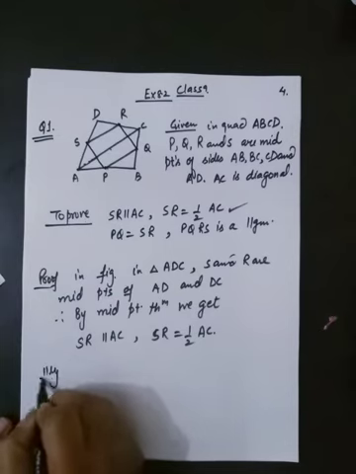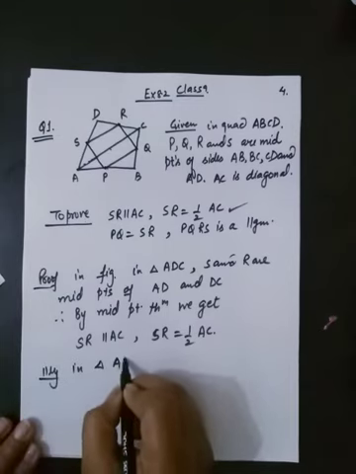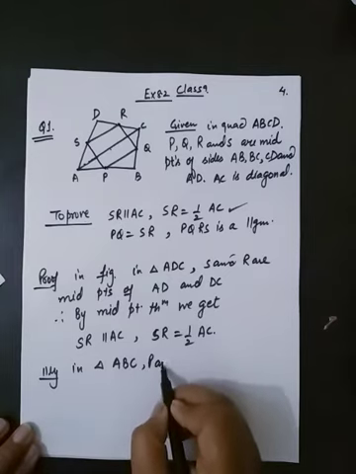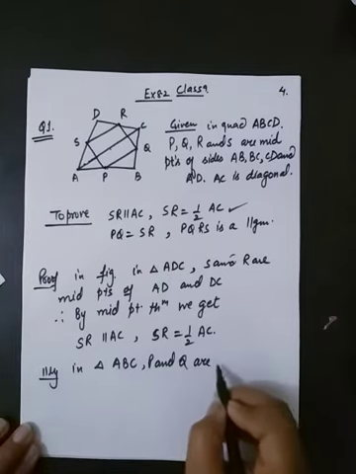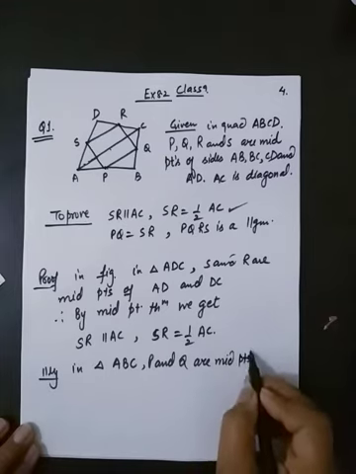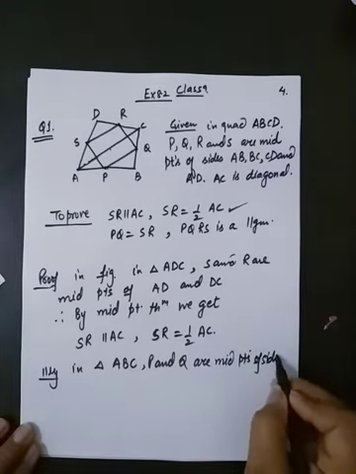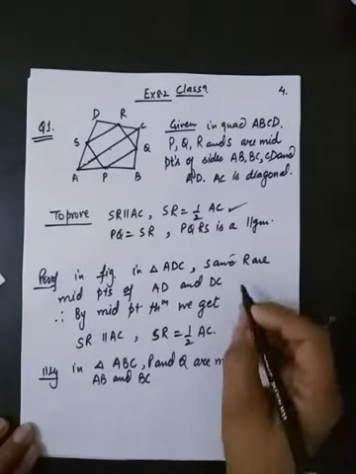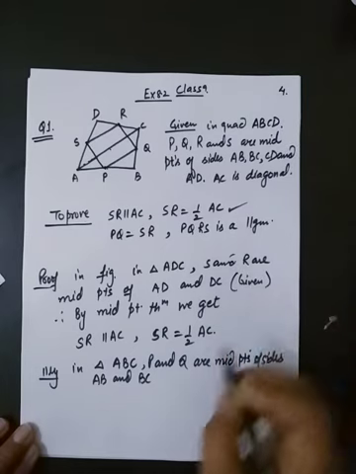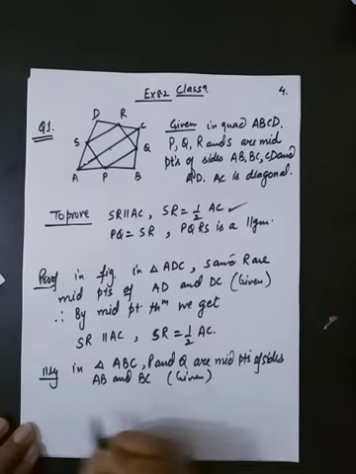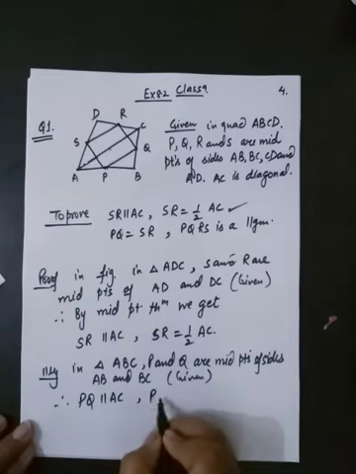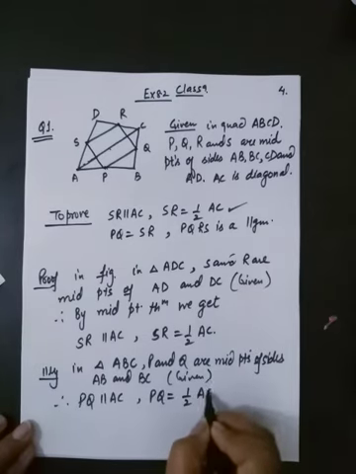Similarly, in triangle ABC, P and Q are midpoints of sides AB and BC. Why is this given? We have to give the reason also. So therefore PQ is parallel to AC and PQ is equal to half of AC.